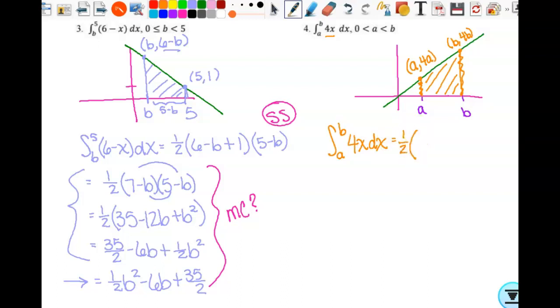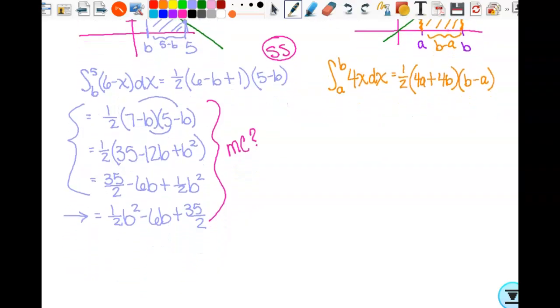My first base is what? The 4A. Good. Plus my second base, which is 4b, times the height, which is b minus a. The height is always the distance between the bases. This is b minus a right here. Okay. Everybody okay with that? All right, so this is your safe stop answer. I want you to multiply that out on your own.